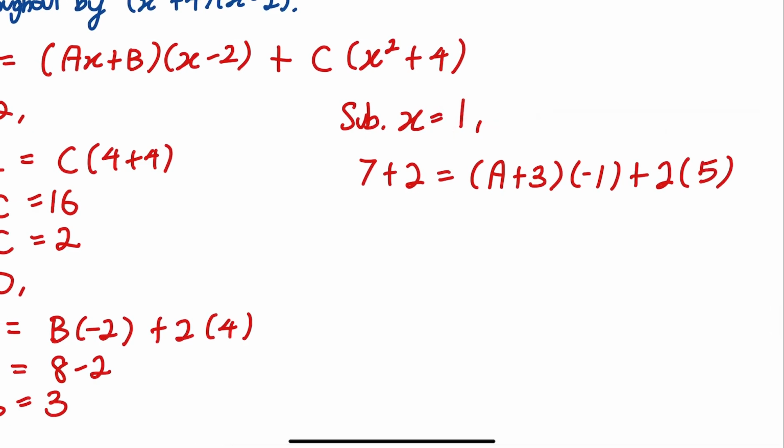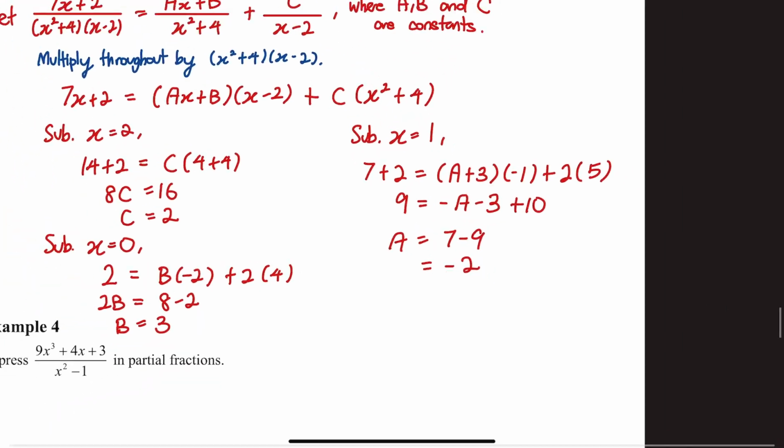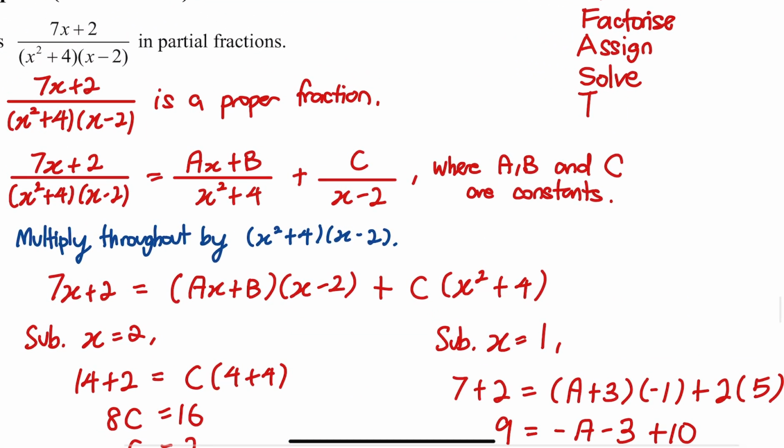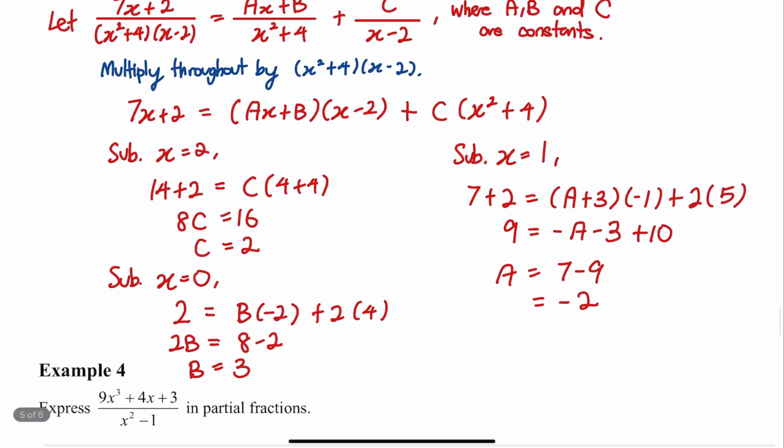I'll get 9 equals negative a minus 3 plus 10. So a will be equal to 7 minus 9, which equals negative 2. So therefore, final answer to this question. Okay, solving done. Last step, tie together. So therefore, now I found the values of a and b and c.